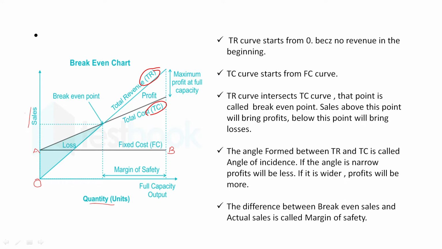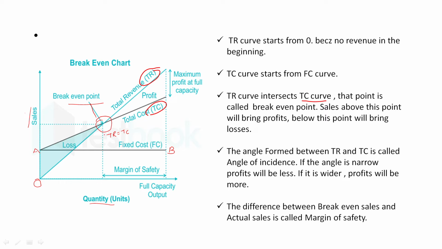The TR curve intersects the TC curve. This is the intersection point. Here the total revenue is equal to the total cost, and that is nothing but your break-even point. This point of intersection of the total revenue and the total cost is your break-even point. Sales above this break-even point will bring profits, and below this will bring losses.